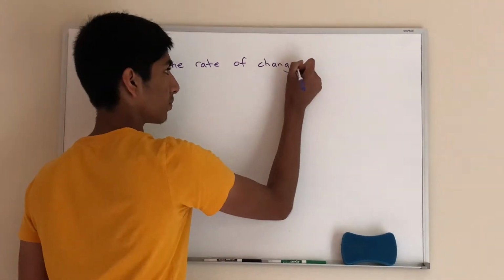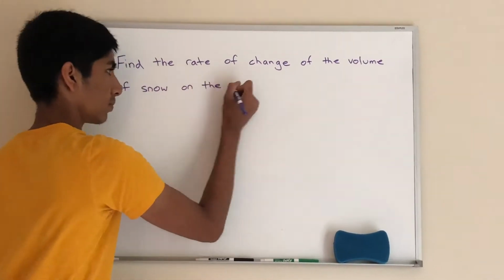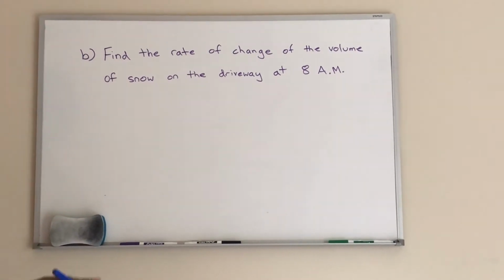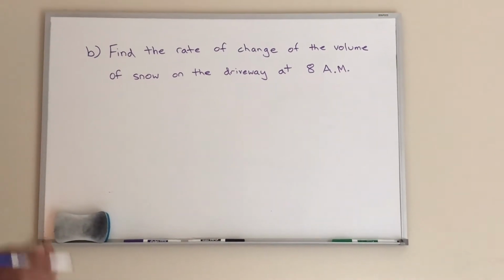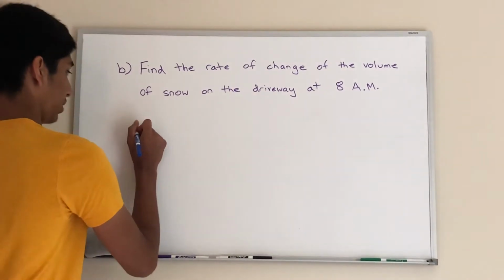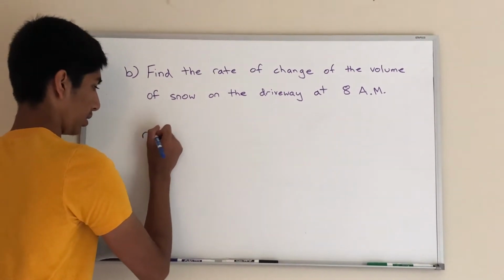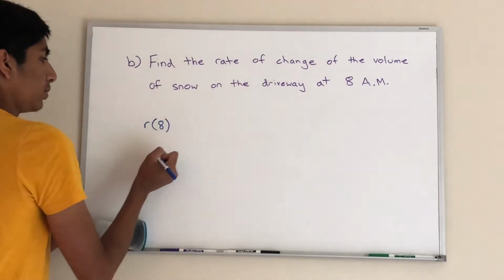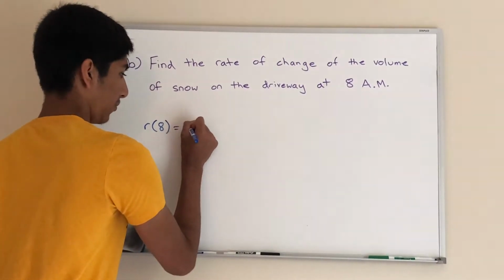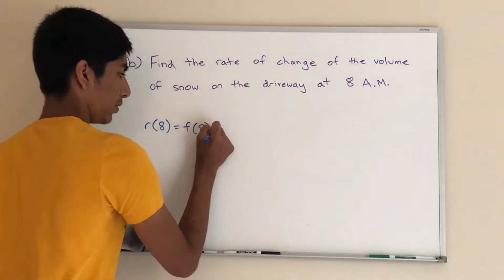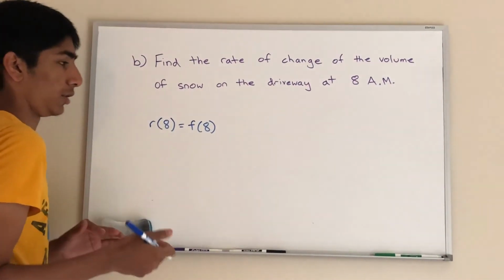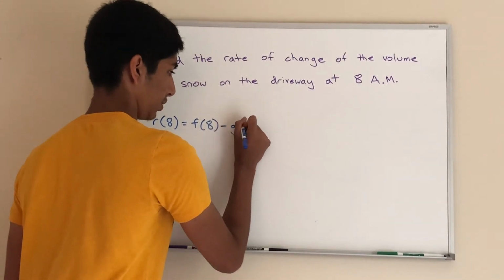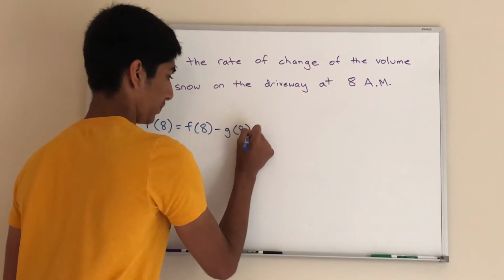Find the rate of change of the volume of snow on the driveway at 8 a.m. So the problem is asking us to find the rate of change of the volume of snow on the driveway at 8 a.m. Or, in other terms, it's asking us to solve r(8). We know that this is going to be equal to f(8), which is the rate of snow accumulating on the driveway, minus the rate at which Janet is removing the snow, which is g(8).